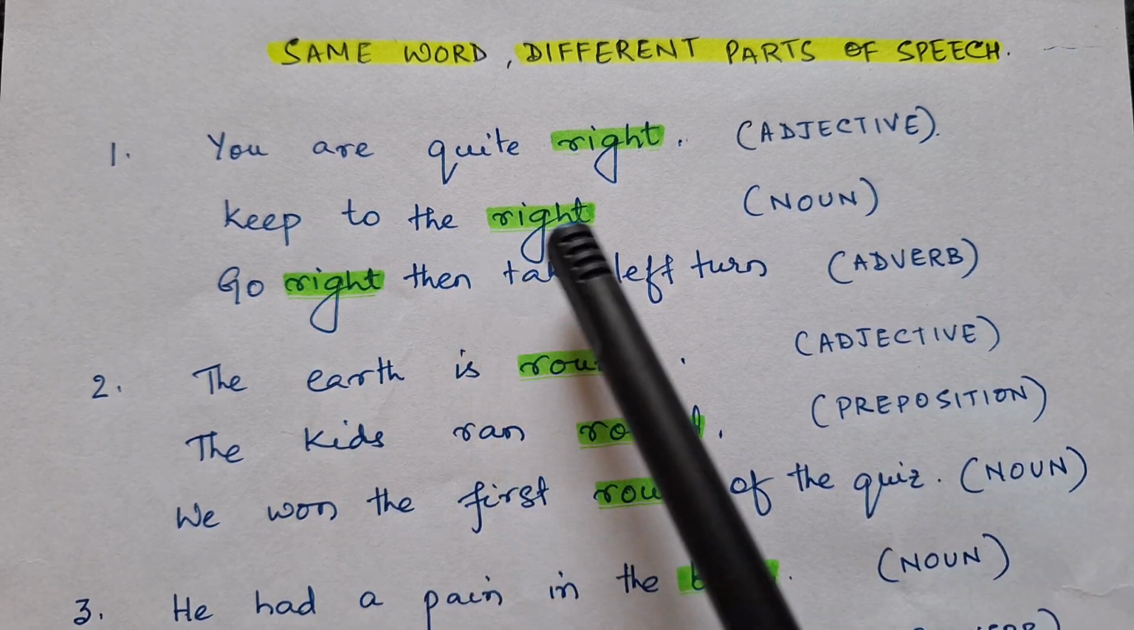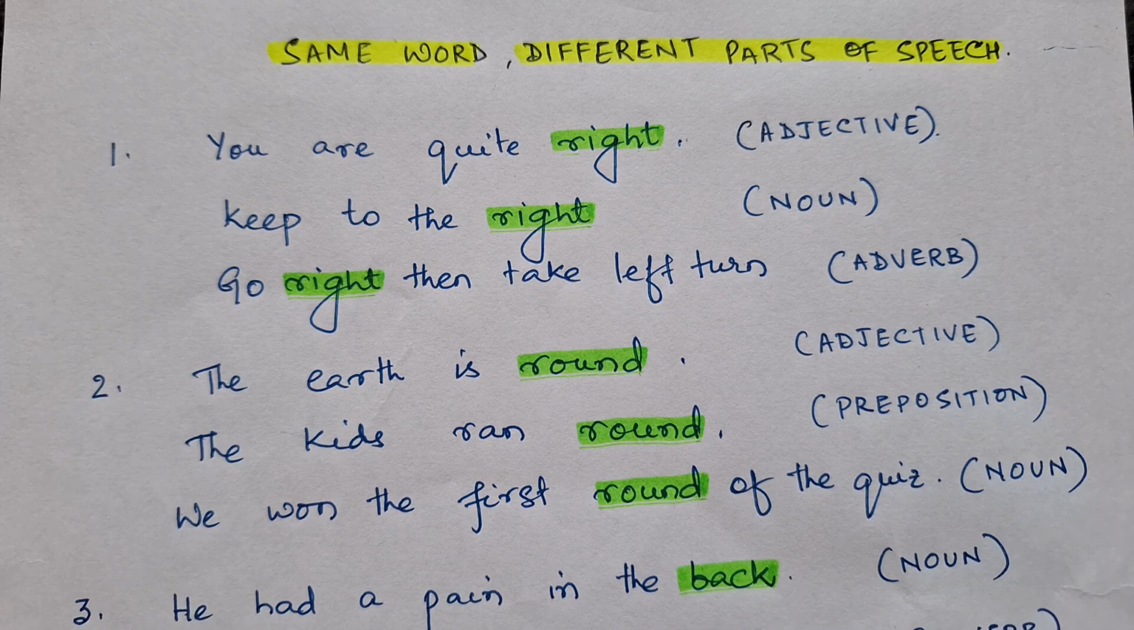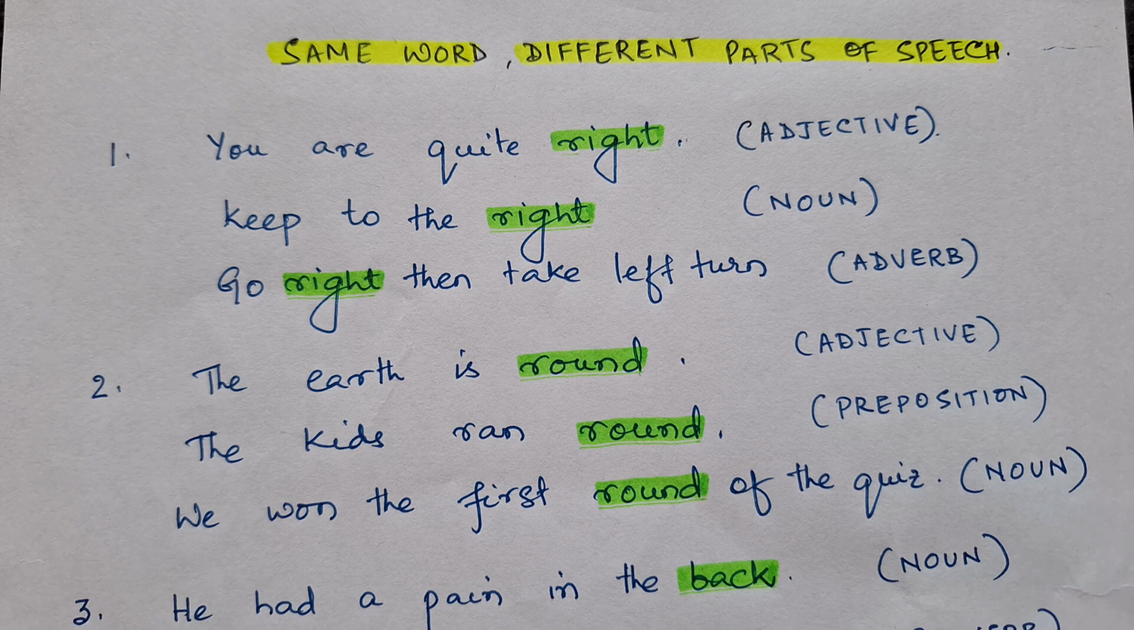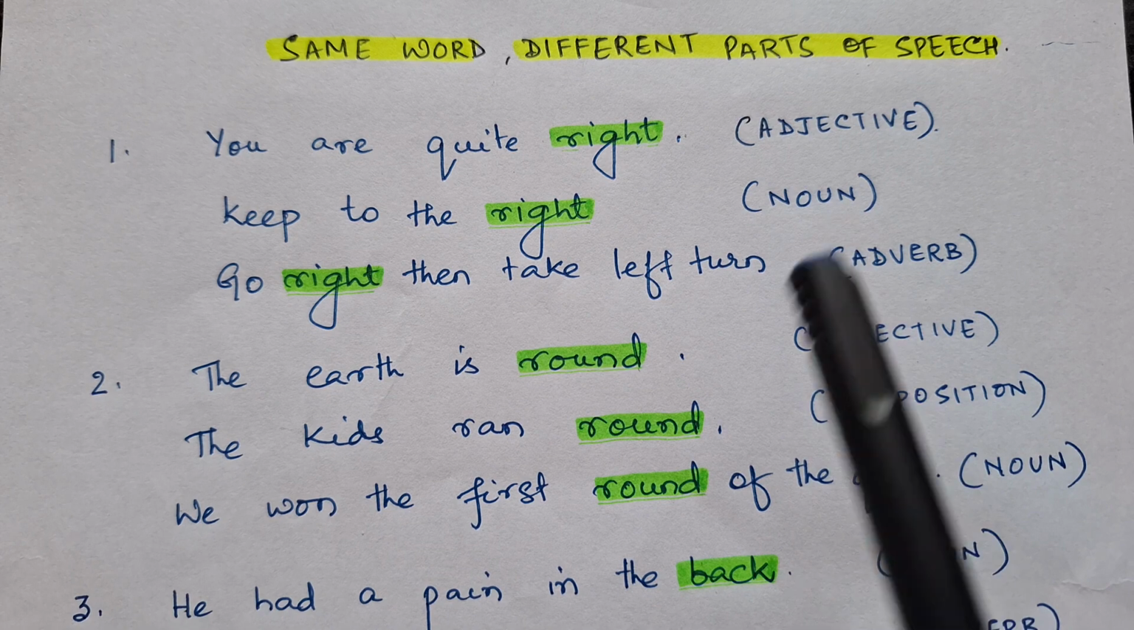Next, keep to the right. Now keep to the right means we are telling somebody to move to a particular place. So your right is used as a place, and we know noun is the name of any place, name, animal and thing. So your right is used as a noun.